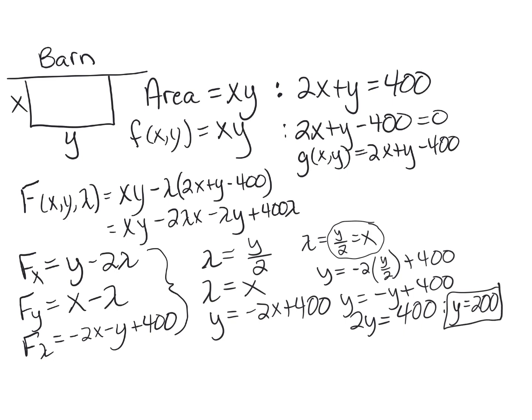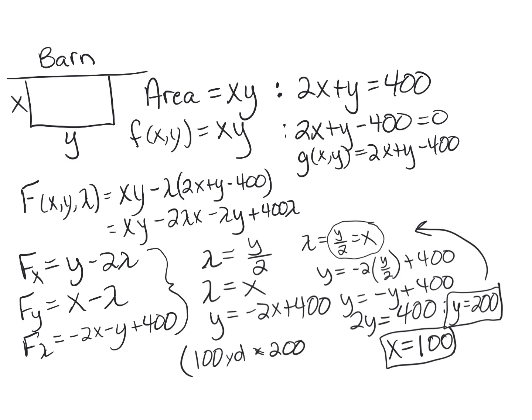Now we take that y, plug it back in here, and I get x equals y over 2, which is 100. And now these are in yards, and I have maximized my area. X is 100, and that's by 200. And those are the dimensions of the maximum area with 400 feet of fencing.